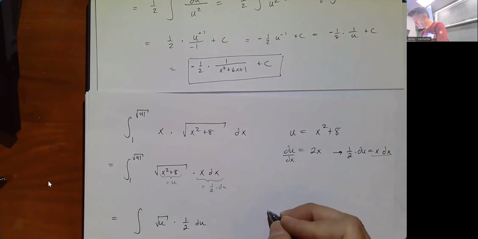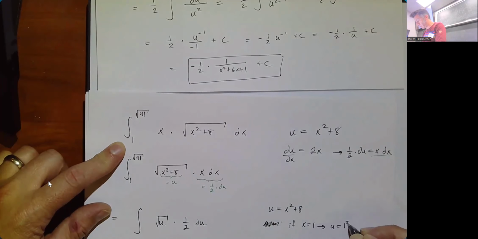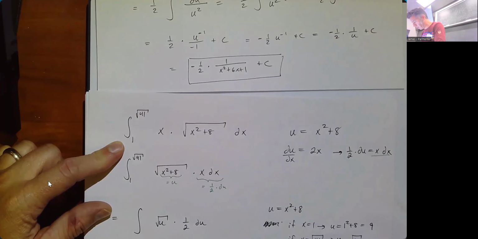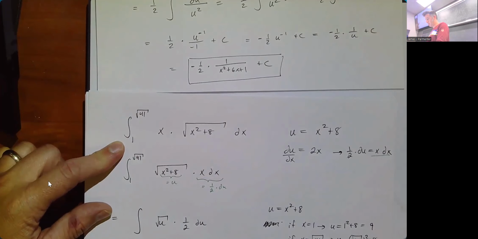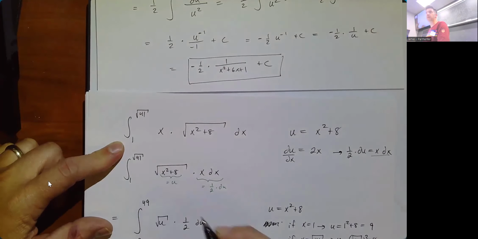So we decided that u is equal to x squared plus 8. So if x is equal to 1, my lower limit, u is going to equal 1 squared plus 8, which is 9. And if x is equal to the square root of 41, then u is equal to the square root of 41 squared plus 8, which is 49. So those become my new lower and upper limits.